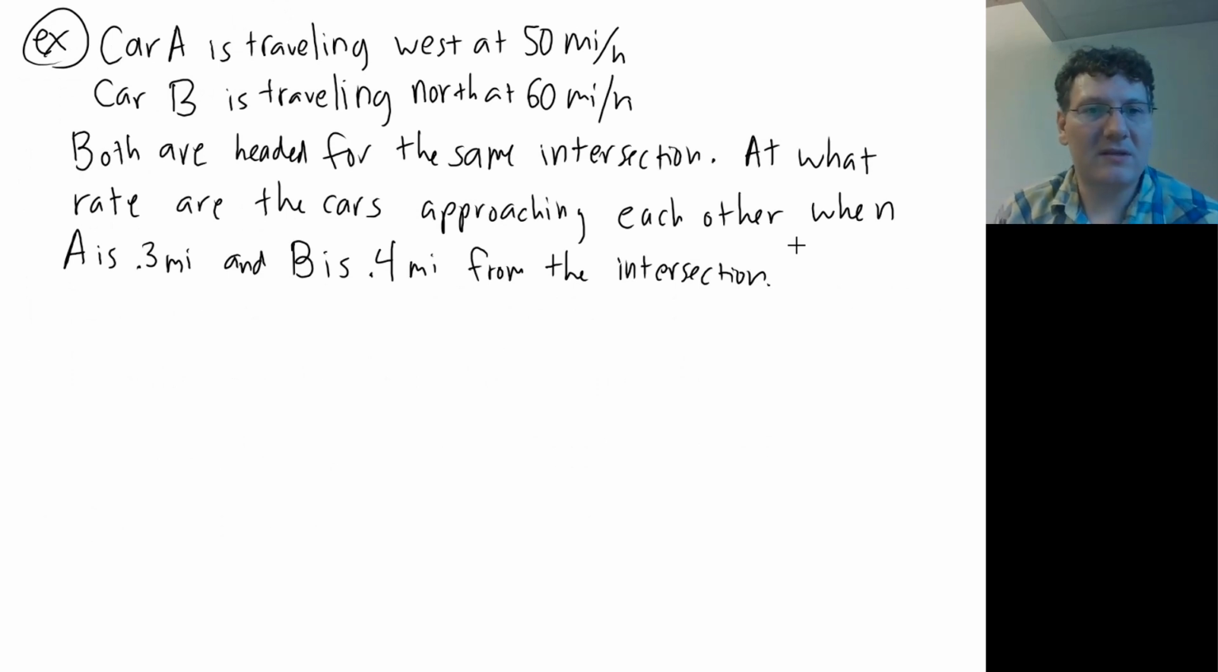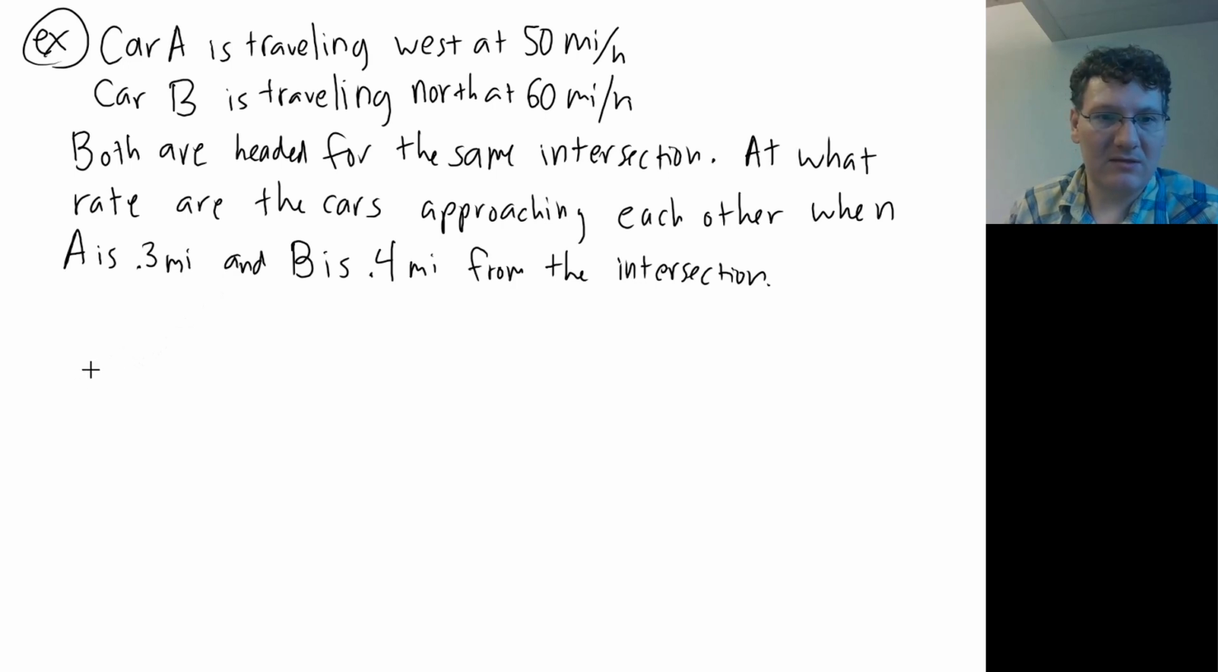Okay, in this example, we have got two cars traveling towards an intersection. A is traveling west at 50 miles per hour. B is traveling north at 60 miles per hour. Now, we want to know at what rate the cars are approaching each other, which is to say, at what rate is the distance between the two cars changing when A is 0.3 miles and B is 0.4 miles from the intersection. So A is traveling west.